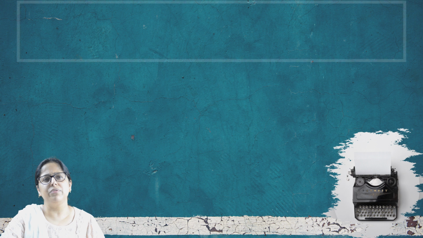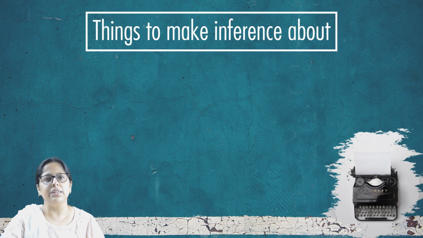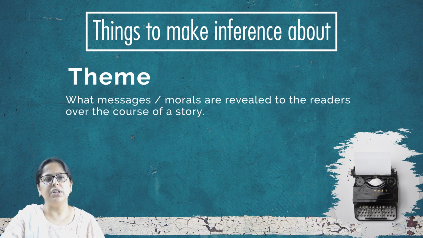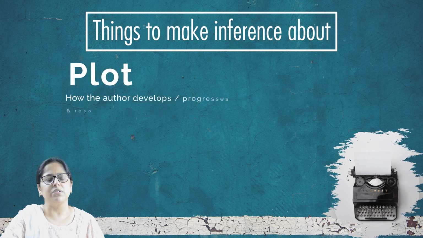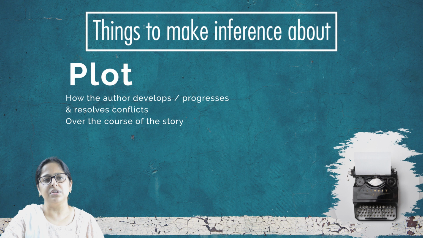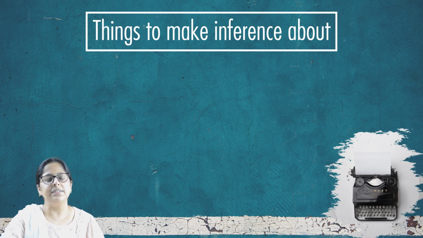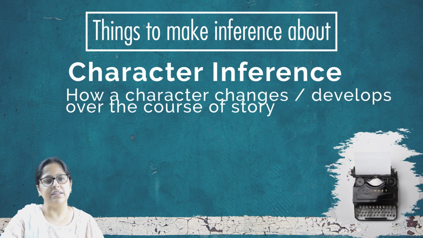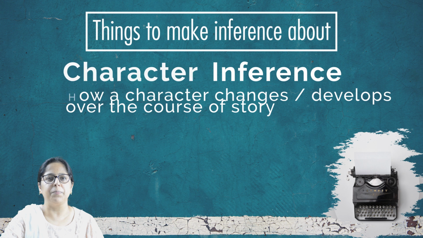Now, when you read a play script or a novel, the things to make inferences about, the first thing is themes. What are themes? The messages, morals that are revealed to the readers over the course of a story. The plot. The plot is how the author develops or progresses and resolves conflicts. And the character inference. That is how the character changes or develops over the course of a story.